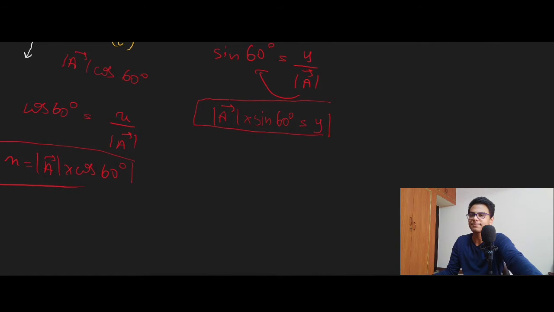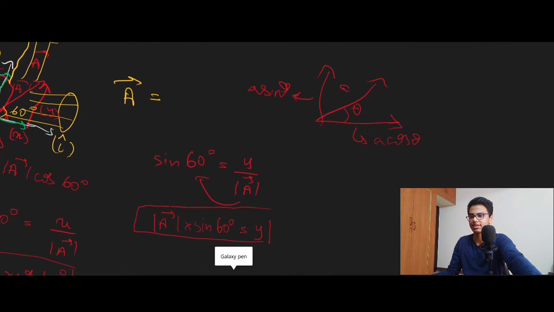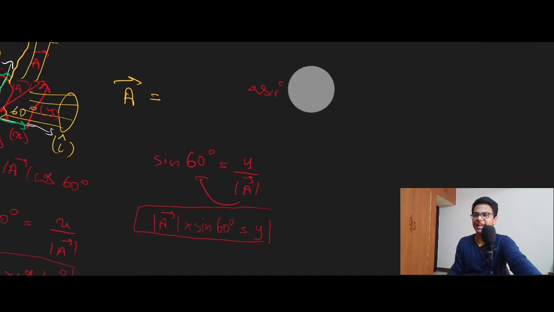So we did this, right? Now we're supposed to express a in the standard form. How do we do that? So now we have its x component, we have its y component.